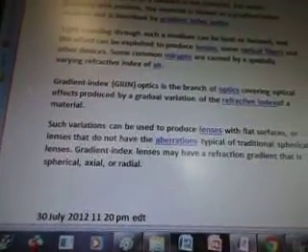Gradient index, GRIN optics, is the branch of optics covering optical effects produced by a gradual variation of the refractive index of a material. Such variations can be used to produce lenses with flat surfaces, or lenses that do not have aberration typical of traditional spherical lenses. Gradient index lenses may have a refractive gradient that's spherical, axial, or radial.